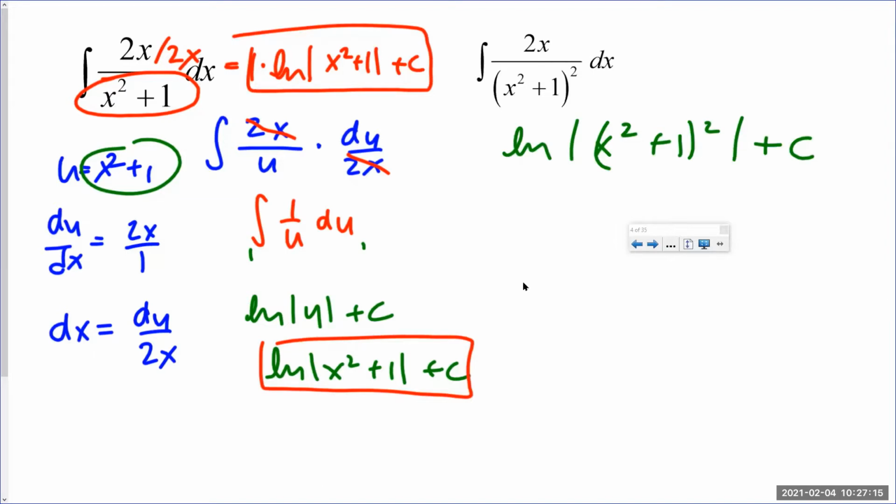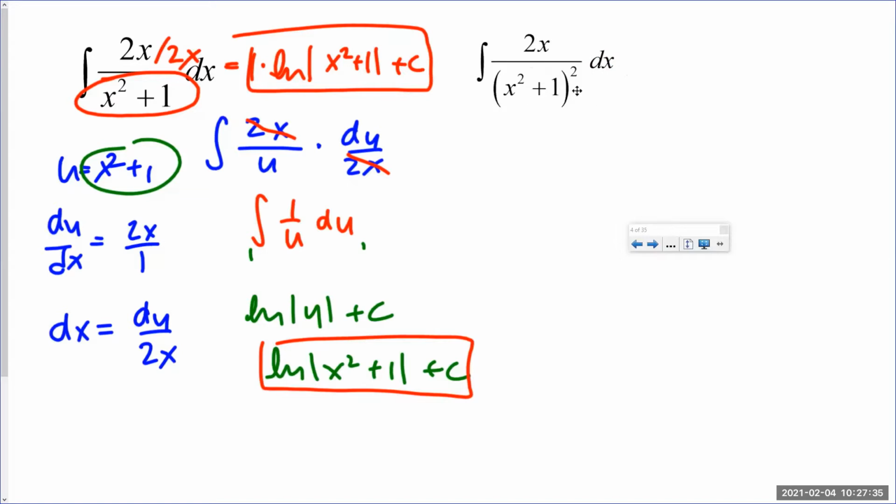What did I do wrong? What did I make my u? You see I made my u this because I took the derivative and said this was 2x. You can't do that if you're doing a shortcut. You have to take the entire thing and take the derivative of the entire thing. Now you guys tell me, what is the derivative of this entire thing?